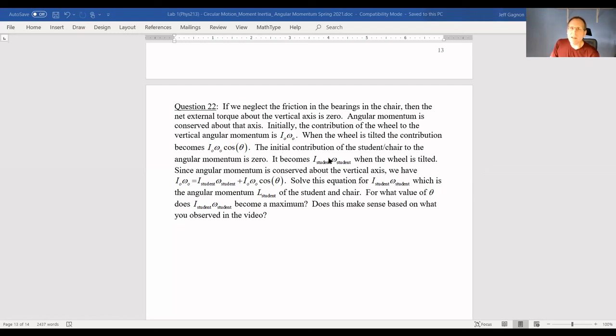The only thing I want you to think about is for what value of theta does the angular momentum of the student in chair become a maximum? Think about that. And does this make sense based on what you observed in the video? When you're watching the video, you'll see pretty clearly when the student in chair are spinning the fastest. So what angle did they rotate the wheel through so that they were spinning the fastest?